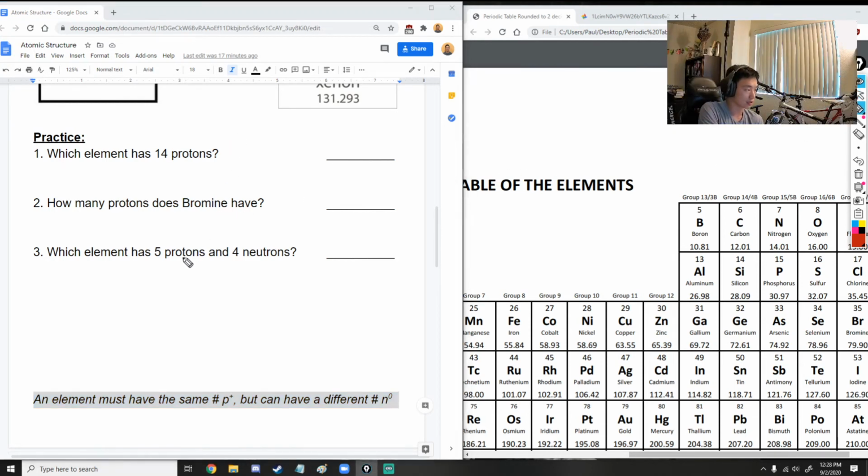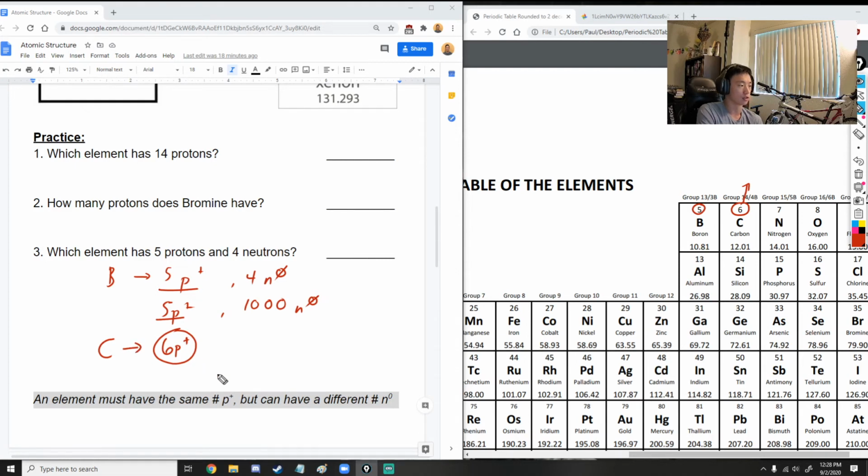So what that means is that in our example, boron, it can have 5 protons and 4 neutrons. Okay, it could have 5 protons and it could have 1,000 neutrons. It doesn't matter how many neutrons there are. As long as there's 5 protons, it's always going to be boron. But if you change the number of protons, the element is going to change. So now we go from 5 and now we have 6. If there's 6, it's not boron anymore, it's going to be carbon. Okay, so just make sure you keep that in mind.